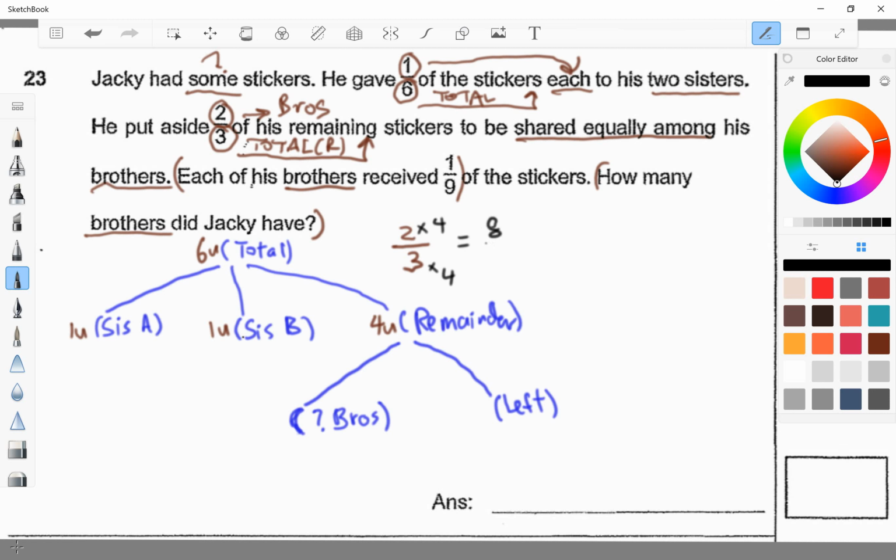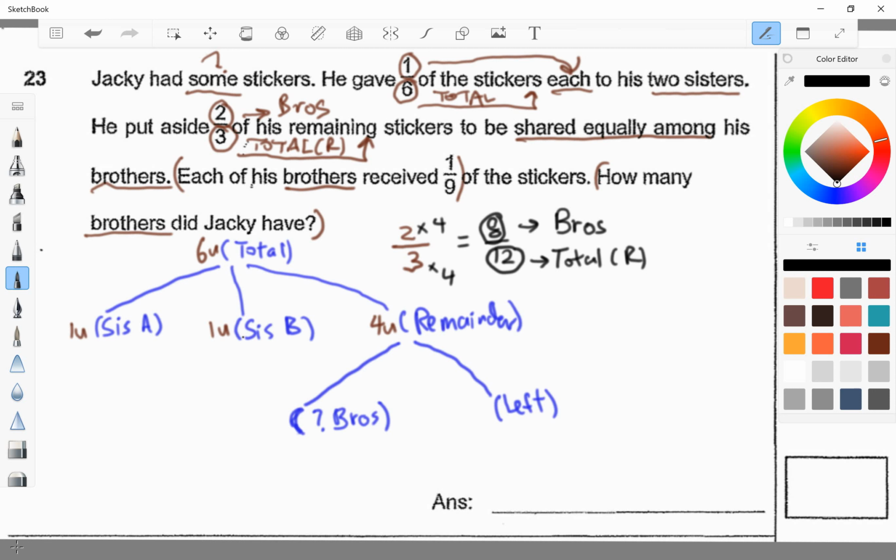Let me write this down for you. So 8 out of 12. Then this will mean that the denominator 12 represented by total remainder, and the numerator 8 actually goes to the brothers, the bros. Let me just label it nicely. So I have to change the 4 units for the remainder into 12 as well. And how can I achieve that? It's basically I have to multiply 4 by 3.